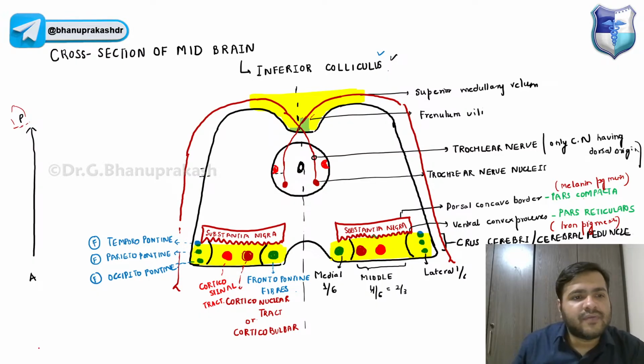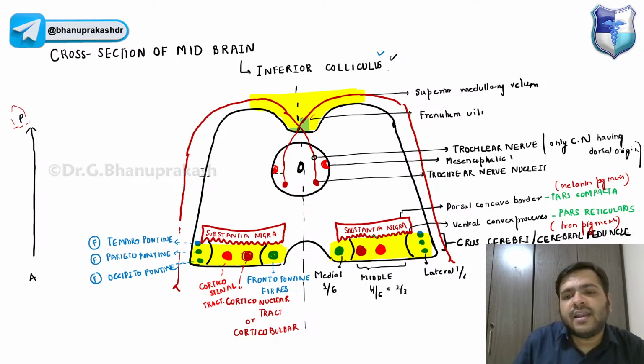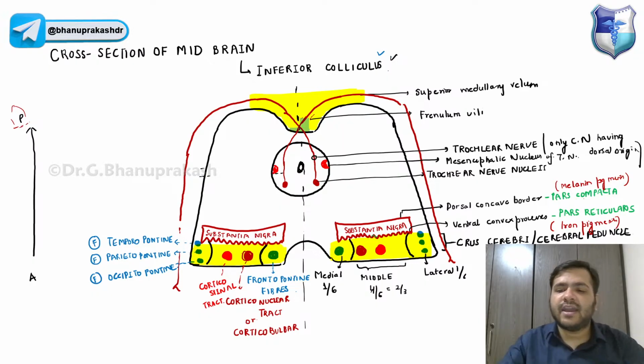Now this is nothing but the mesencephalic nucleus of the trigeminal nerve, right? Basically, this nucleus, the mesencephalic nucleus of the trigeminal nerve, is present on the lateral side of the central gray matter, and it contains unipolar sensory neurons.